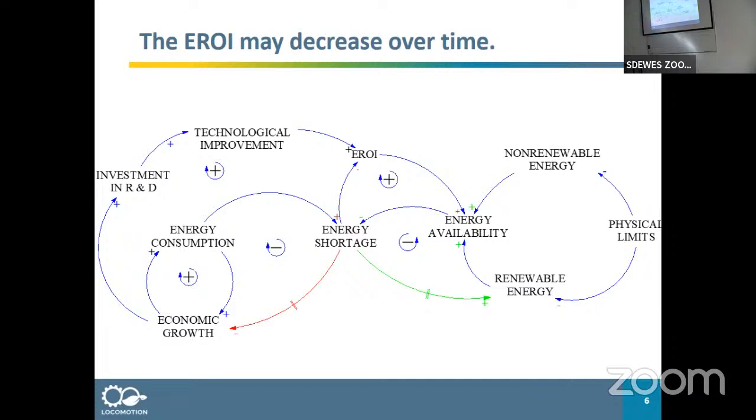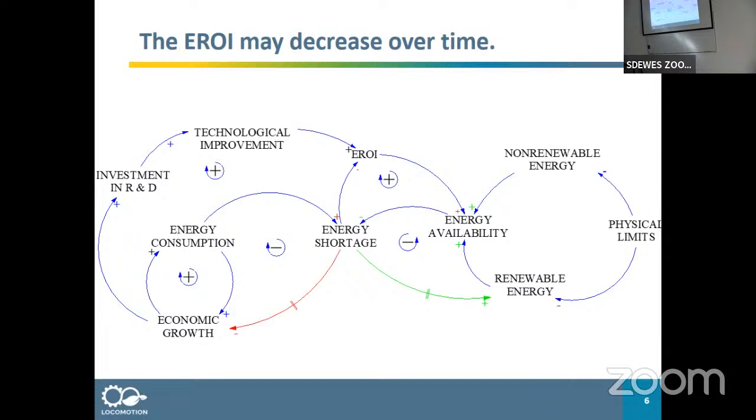Think that if economic growth is negative, maybe we will also decrease the investment in research, then we will decrease the technological improvement, and then we will not be able to improve the EROI. So we usually need economic growth in order to improve the EROI, but the energy shortage is always going to decrease the EROI. So the rest of the diagram is more or less the same.